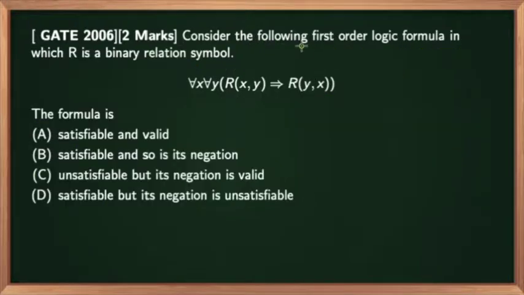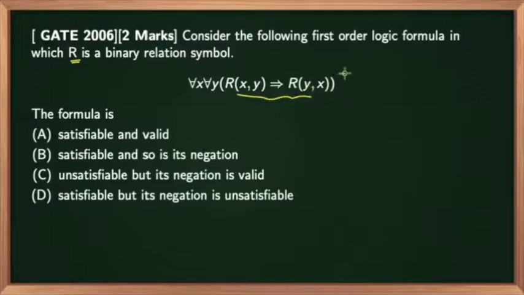Okay. Consider the following first order logic formula in which R is a binary relation. So we have the predicate here: for all x, y, R of x y implies R of y x. So what is this relation?